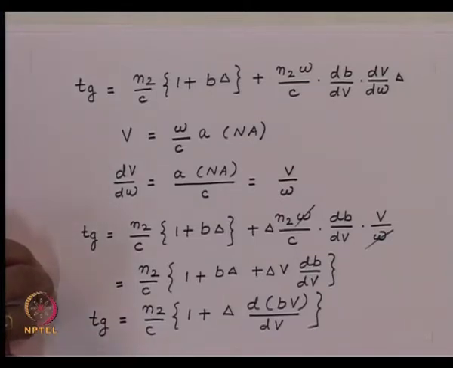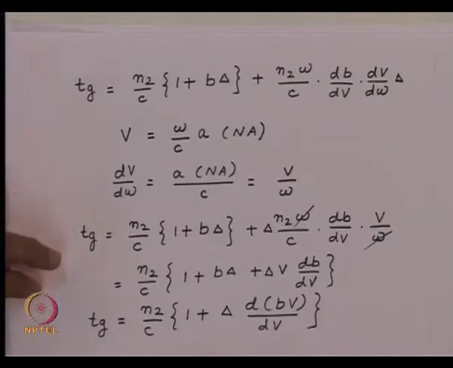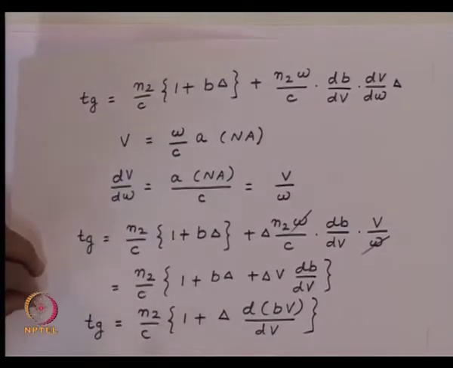So now, having got this quantity Tg, the next step is the dispersion, which is dTg by d lambda. So we can get now the waveguide dispersion.